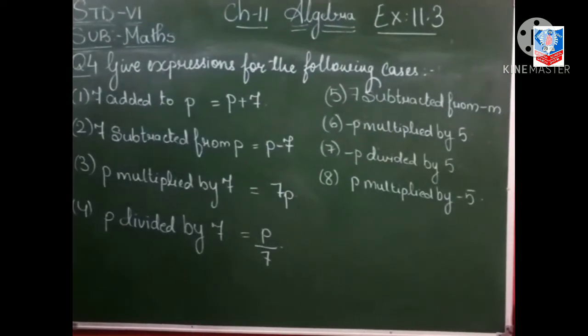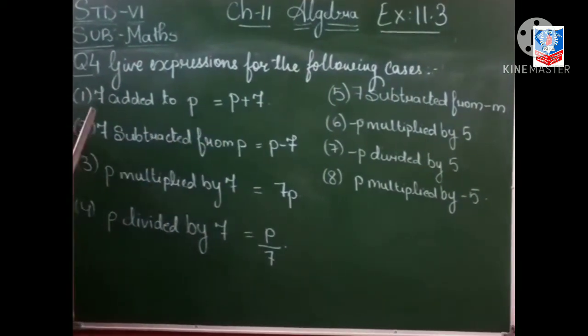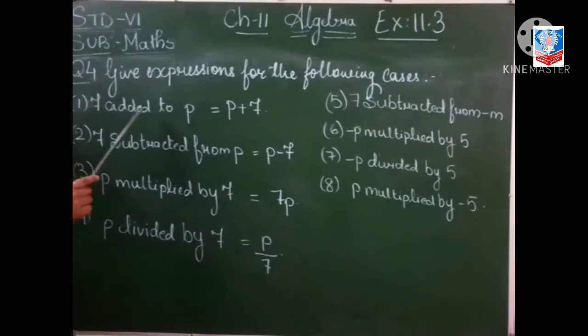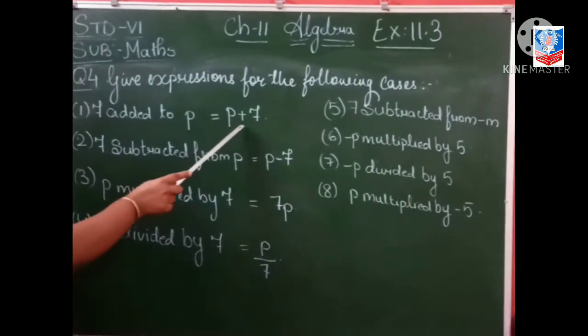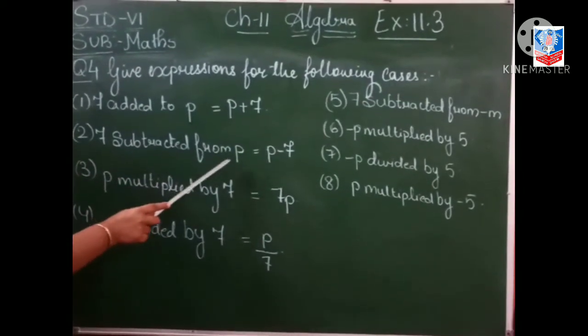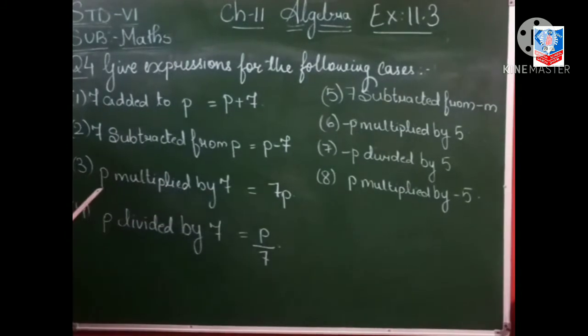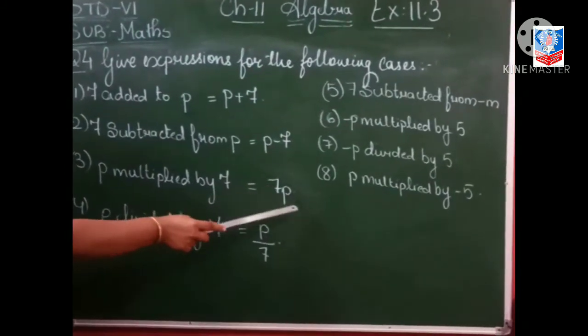Question number 4. Give expressions for the following cases. 7 added to p. Now see, how will we write the expression? p plus 7. 7 subtracted from p: p minus 7. p multiplied by 7: 7p.